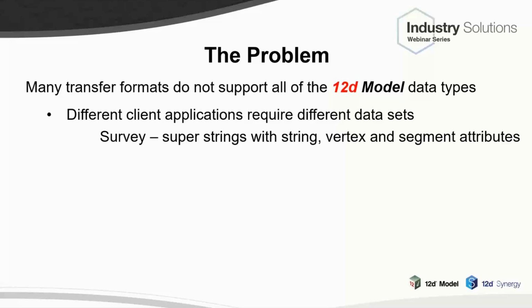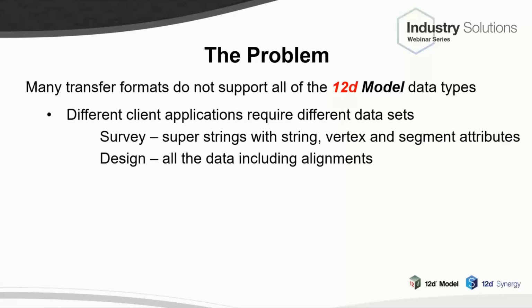For example, for surveying, you tend to use superstrings, and you can have string, vertex, and segment attributes. They're all very important, especially when looking at underground utilities, where you have to not only have the vertex attributes saying what the quality is, but also the segments can have different qualities as well.